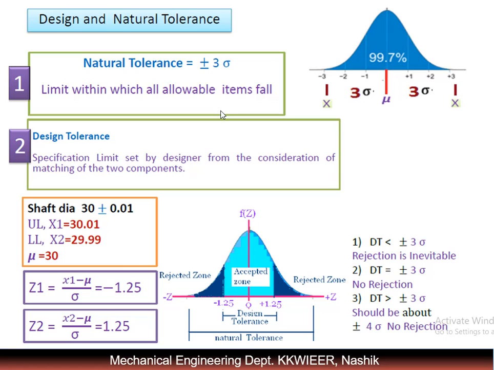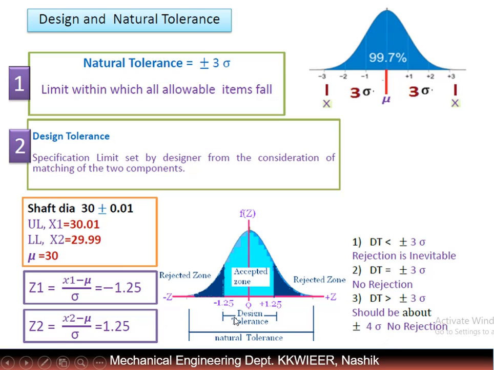Another is the design tolerance: the specification limits set by the designer from the consideration of machining of the two components. There are three conditions. When the design tolerance is less than plus minus 3 sigma, rejection is inevitable. When the design tolerance is equal to plus minus 3 sigma, there is no rejection. The third case is when the design tolerance is greater than plus minus 3 sigma, there should be no rejection. With plus minus 4 sigma there is no rejection, so all the population is covered.